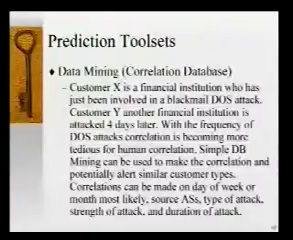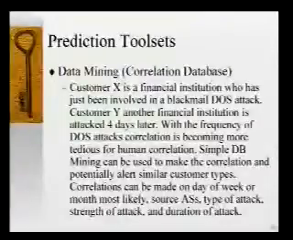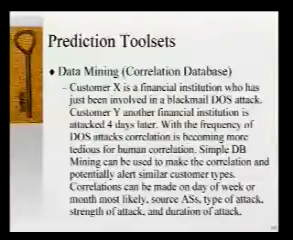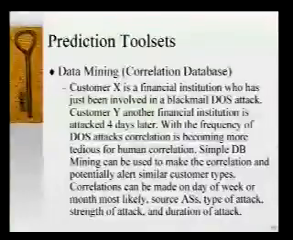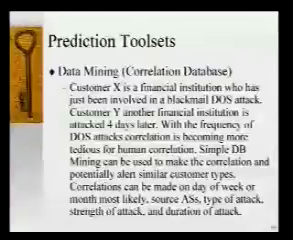So data mining. With this correlation database, a good example of what you can do with data mining: customer X is a financial institution. He's just gotten DOS attacked, some blackmail scheme. Customer Y, another financial institution, is attacked 4 days later. Once you start populating this database, you start to find some interesting things, like that the biggest day of the week that financial institutions get attacked is Wednesday. So it does lead to some predictive nature.